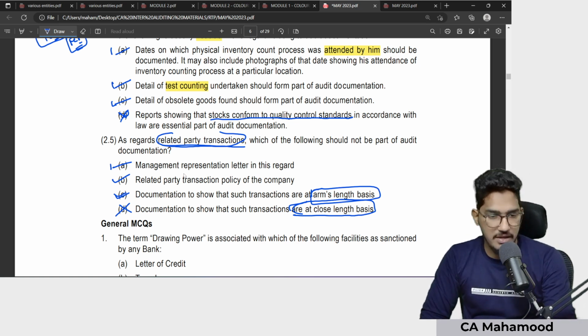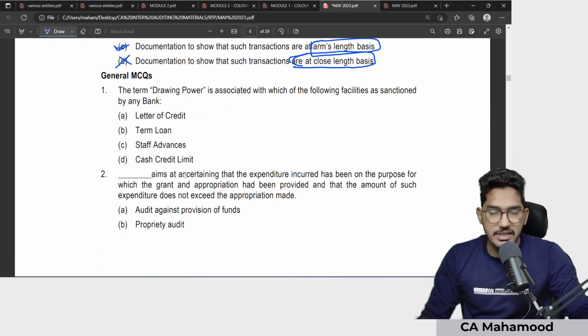With these 2 case scenarios we have completed. Now we have some general MCQs. Let us have a look at them quickly.